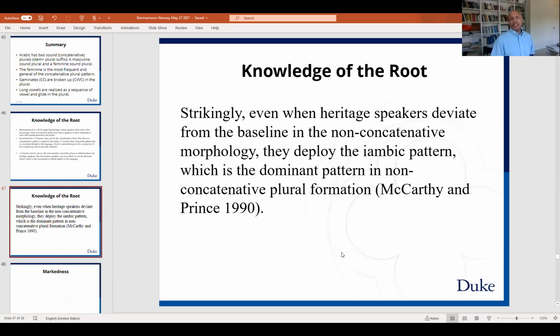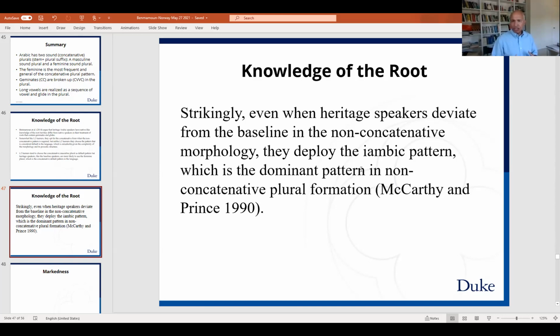So the last one, and I think this is really an interesting finding. When the heritage speakers deviate from the baseline, they deploy the iambic pattern. They really go to the broken plural. We found that heritage speakers sometimes may give you the sound plural and use the default feminine pattern when you expect the broken plural, the internal modification of the root. Or they give you the iambic pattern, which is the internal template, the root and pattern system, which really means that they have converged on the notion of a root.